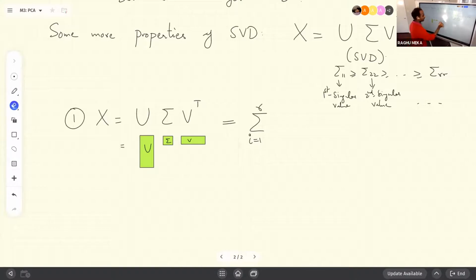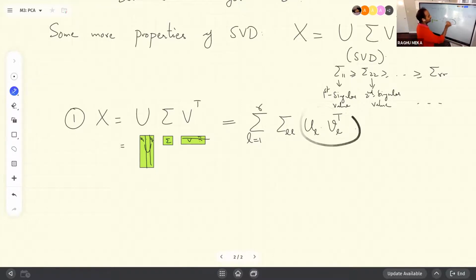So let me actually use a different letter here. Okay, so if the columns are U1 up to UR and the rows here are V1, V2, and so on as before, then I can write down this matrix as a sum of these other matrices. And the nice thing here is that each of these is just an outer product of 2 vectors. It's rank 1.